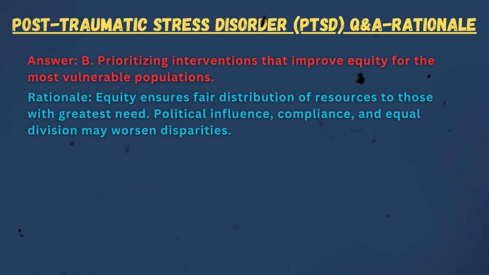Answer: B. Prioritizing interventions that improve equity for the most vulnerable populations. Rationale: equity ensures fair distribution of resources to those with greatest need. Political influence, compliance, and equal division may worsen disparities.